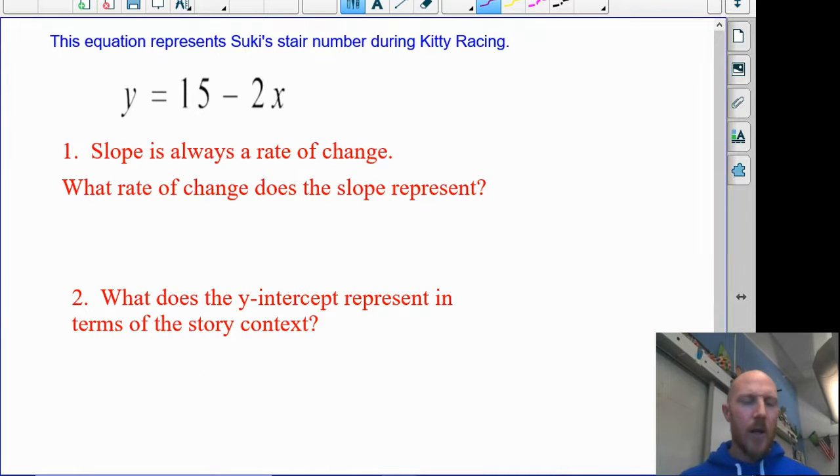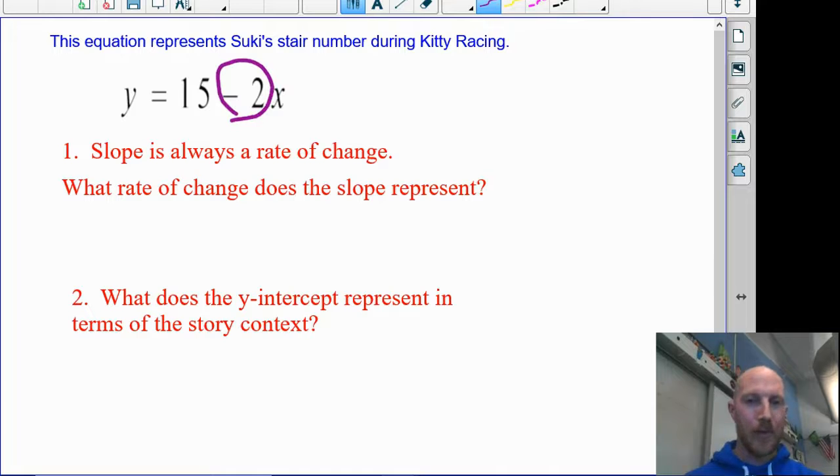All right, so different example. We don't have a table this time. We're given an equation. We just need to interpret what the numbers in that equation represent. This equation represents Suki's stair number during kitty racing, y equals 15 minus 2x. Slope, always a rate of change. What rate of change does this slope represent?